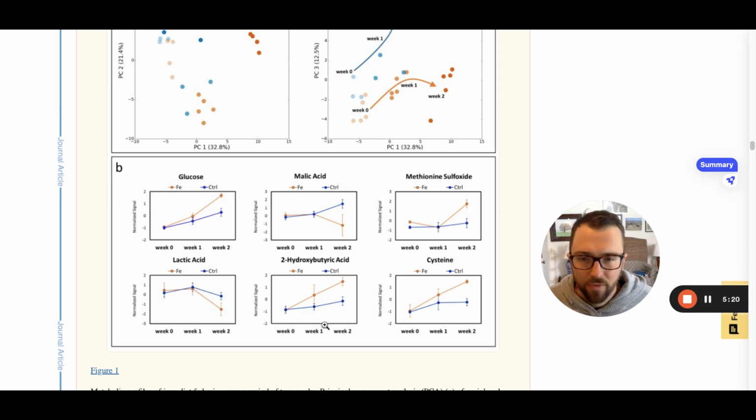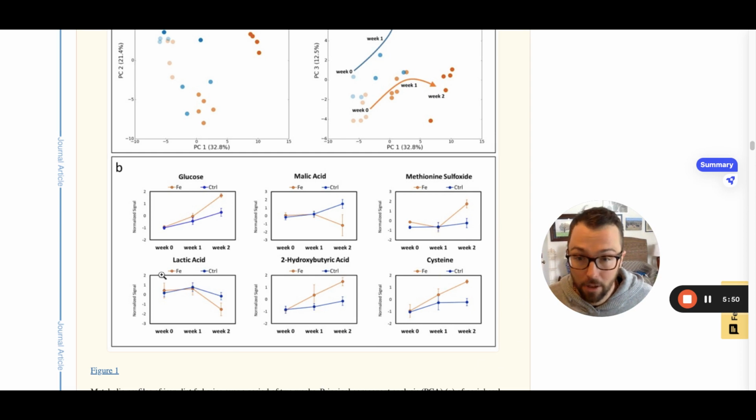Now, methionine sulfoxide, 2-hydroxybutyric acid, and cysteine are more associated with an increased oxidative stress in the liver. So the more stress the liver is put under, the more of these metabolites are going to be produced. So as you can see, with that high iron diet, the liver is going through some stress.